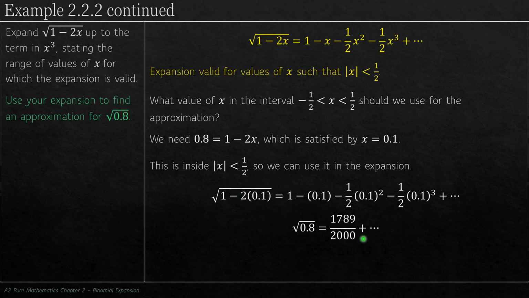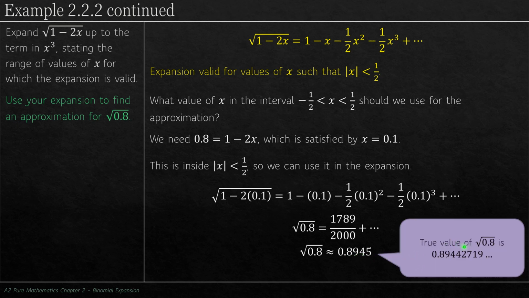So when we get that, we end up with this here. The square root of 0.8 is approximately equal to 0.8945. The true value of this is 0.89442. So you can see that we are correct here to the first 2 decimal places, the first 3 when we're not rounding. If we added more terms into this, then that would change this, and we'd get more decimal places out of that.